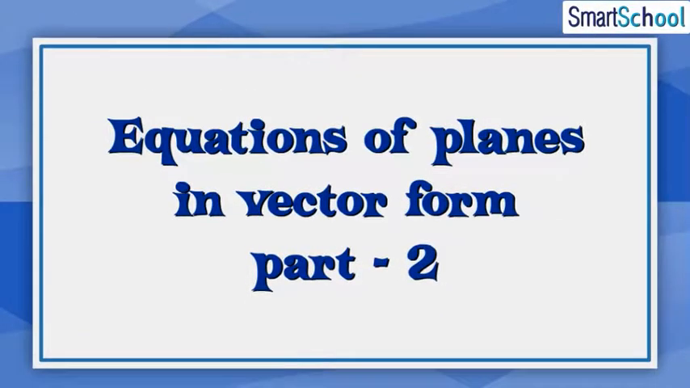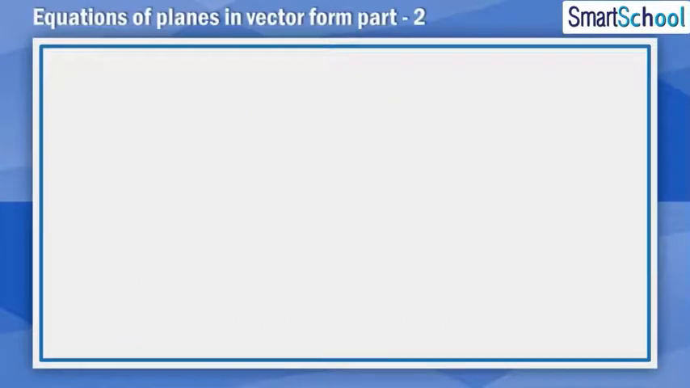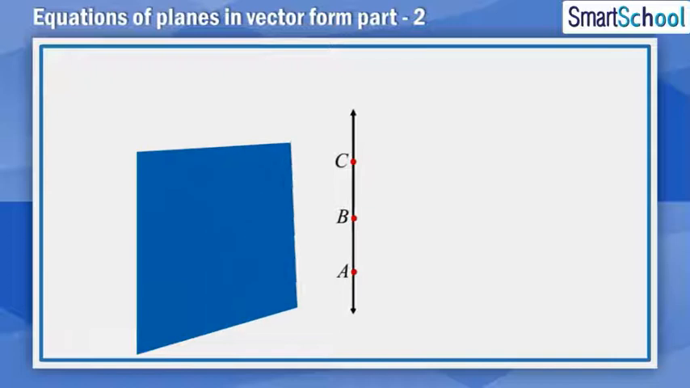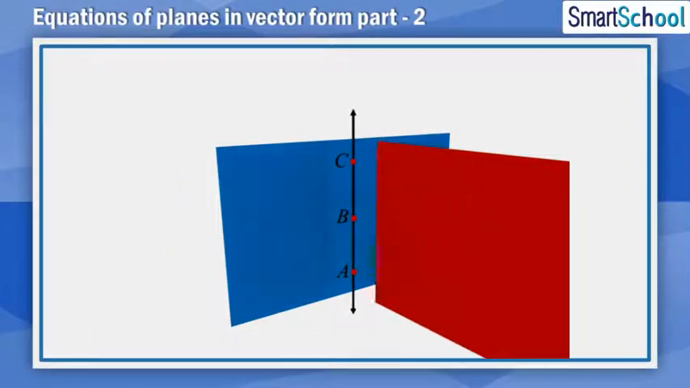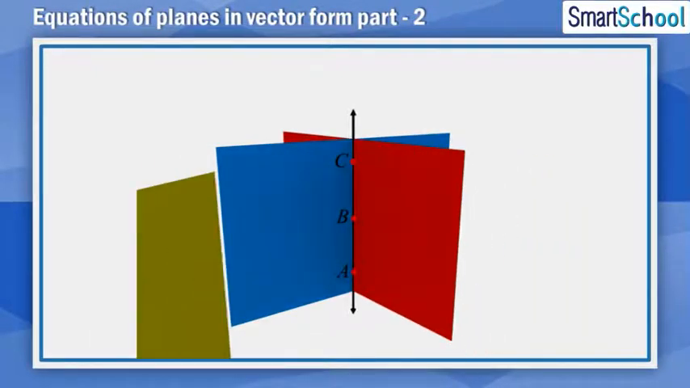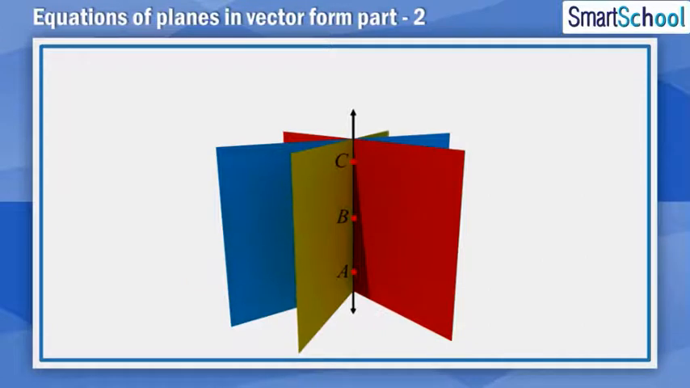In this module, we will be studying about the equation of planes in vector form. Part 2. Consider 3 points A, B and C in space. If points A, B and C are collinear, then an infinite number of intersecting planes can pass through them. Thus, we cannot determine a unique plane in this case.